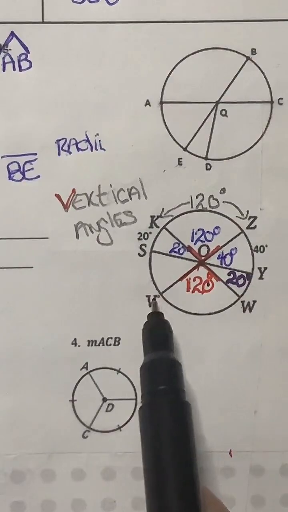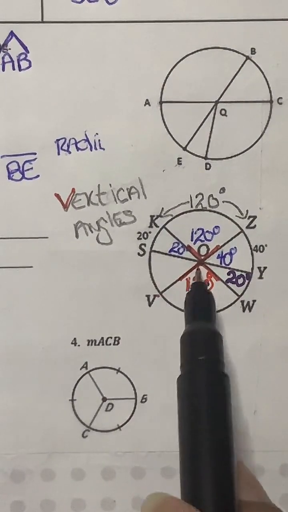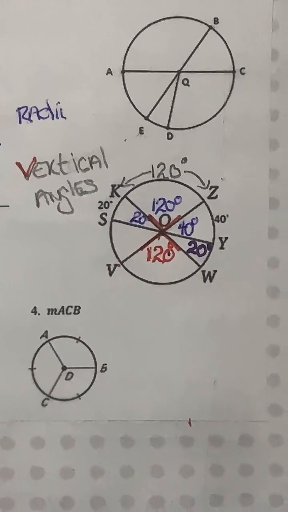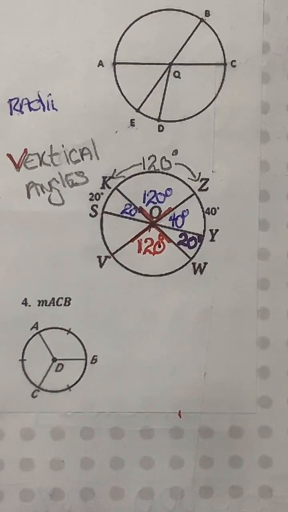No, SOV is not 20. Let's take a look at it again. So Ava is saying SOV is 40. Do we agree with Ava? Okay, so we got a semicircle equals 180, and the additional 20 wouldn't equal 180.